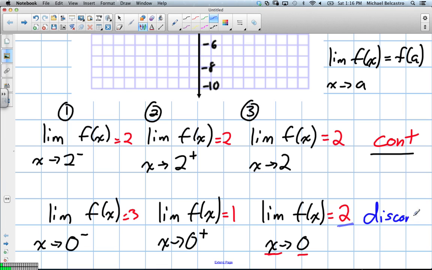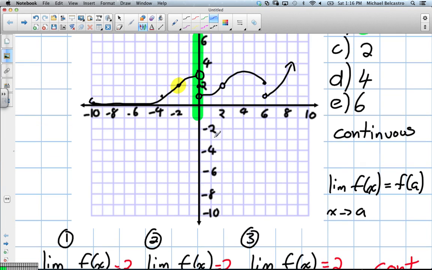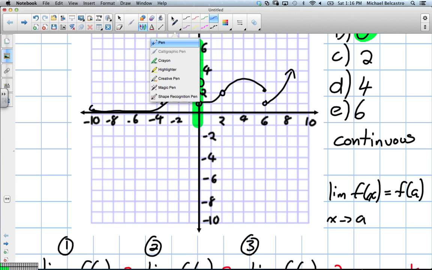So for the last one, it's the one that's filled in. But you may have nothing filled in at that point, and we're going to get into that.